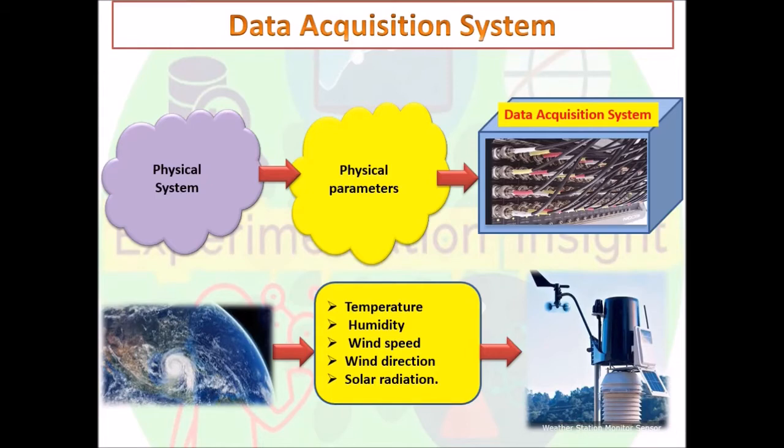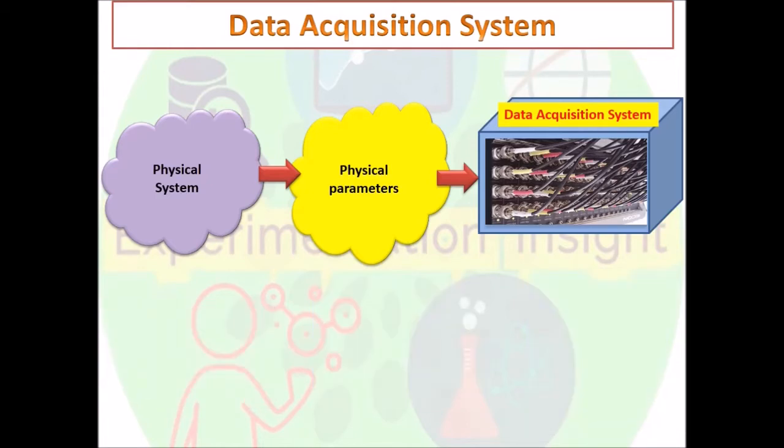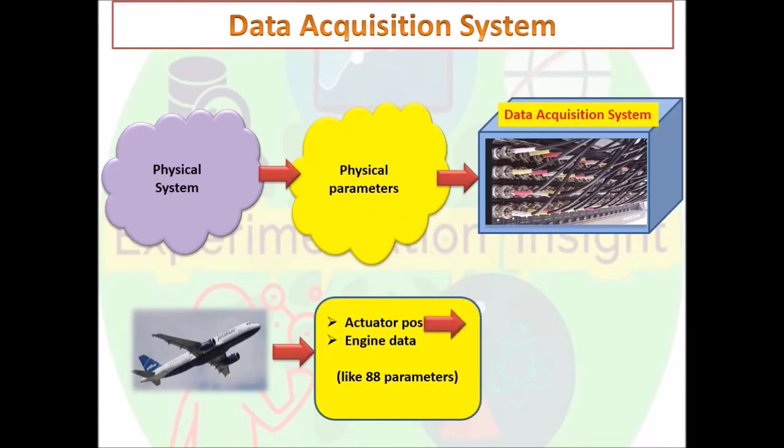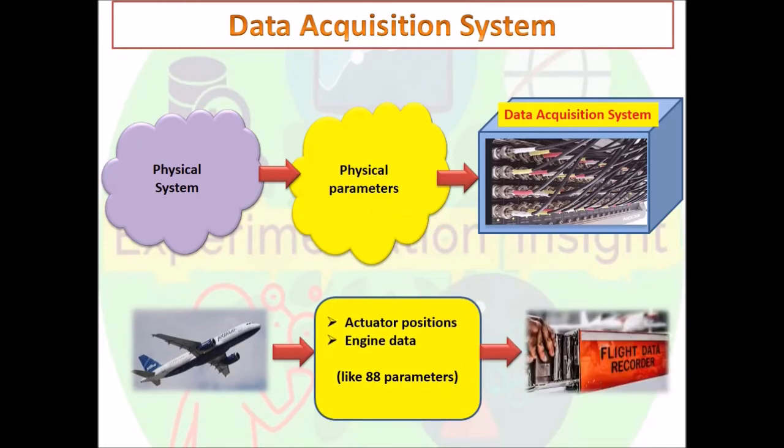Another good example is in aerospace. You might have heard about the black box. This black box is actually not black in color, it is a bright orange color. This color helps to identify it easily once a flight meets with an accident. The black box's scientific name is the flight data recorder.